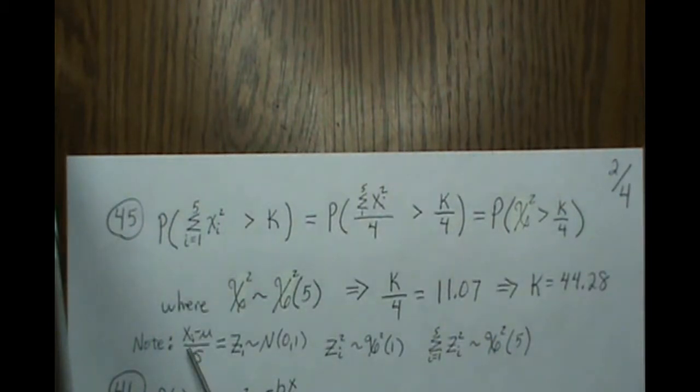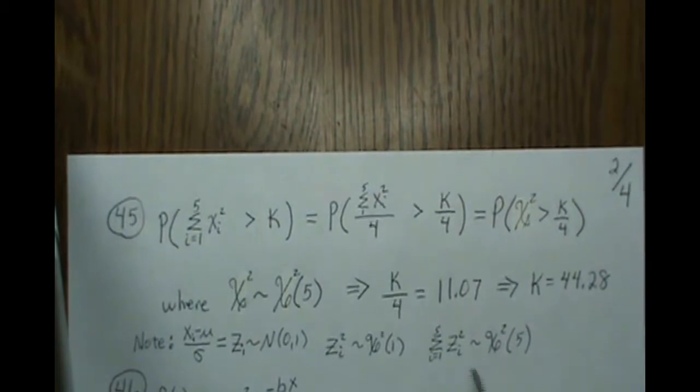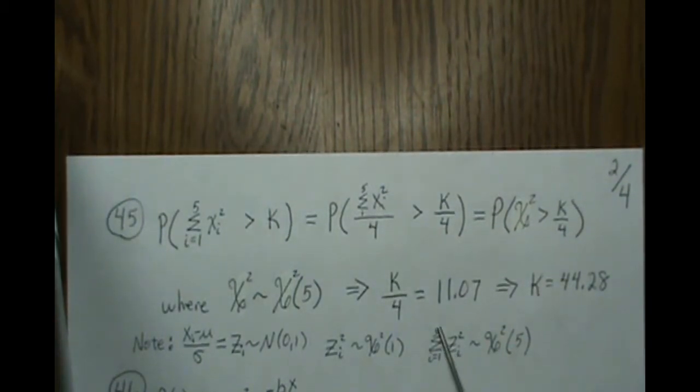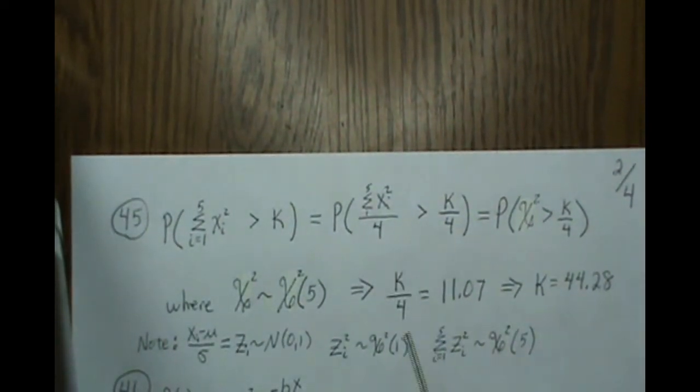Now, if we do that for each i, so we have the sum of these z_i squared, then it becomes a chi-squared with 5 degrees of freedom, because they're each independent and we're doing it 5 times, so it's chi-squared 5. So to find this probability, subtracting the mean of 0 and dividing by what ends up being the variance, which is 4, this becomes a chi-squared. So you divide both sides by 4.